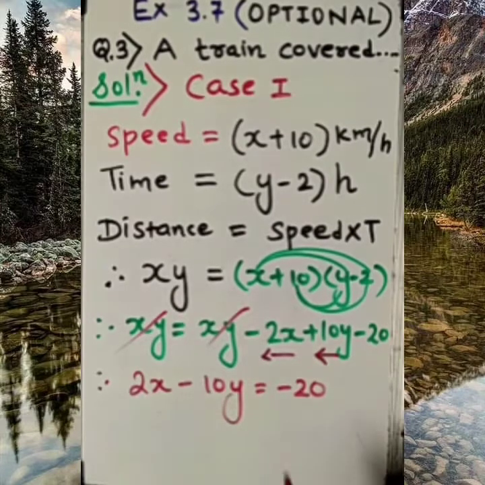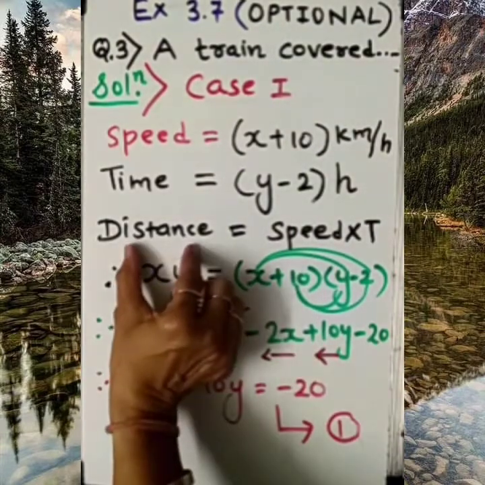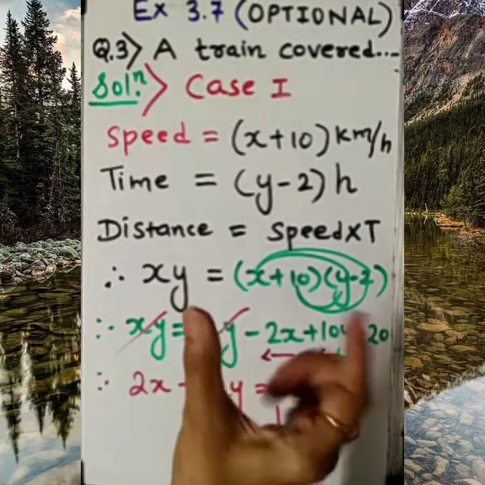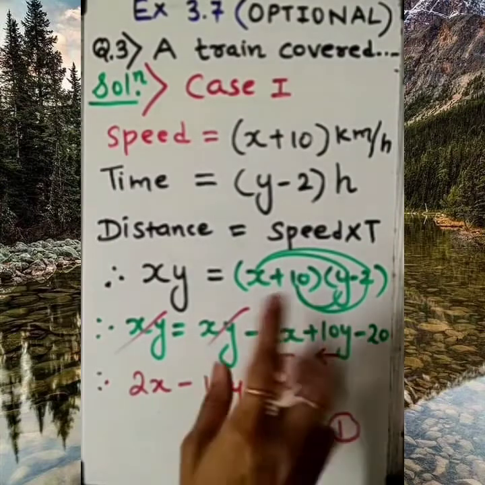Let me call this equation number. Roughly I am giving you the idea again. In case 1, we are given that the speed of the train is increasing by 10 kilometer per hour, so it becomes x plus 10. Time will decrease automatically. Speed increases, time decreases, so it will be y minus 2 hours. Now the distance is already fixed. The distance between two places remains the same all the way, in both case 1 and case 2.